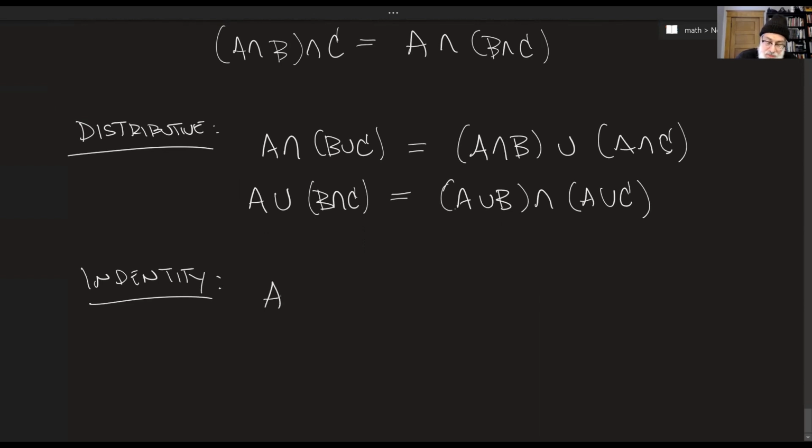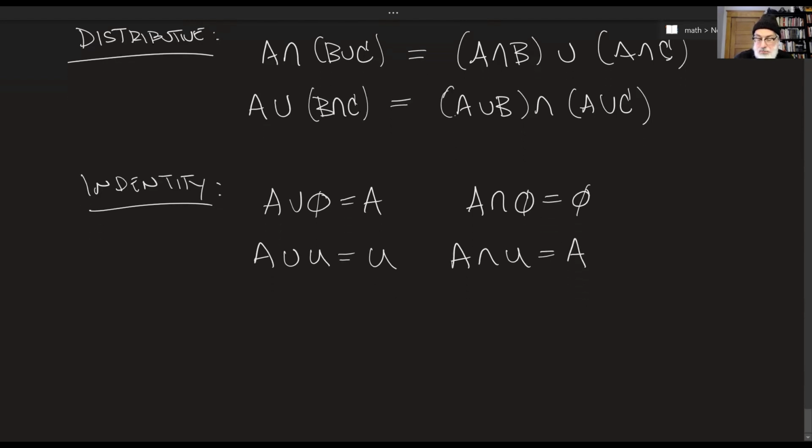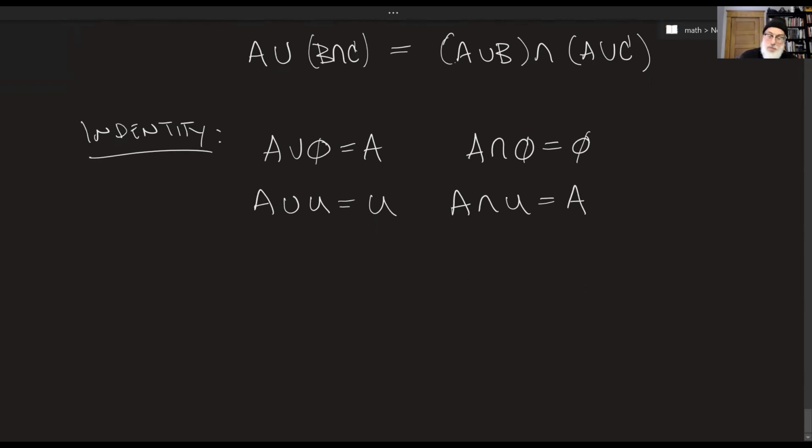So identity means if I take A and union it with the empty set, I get A. If I take A and intersect with the empty set, I get the empty set. So this is almost like A plus 0 and A times 0, right? Now, if I take A union with the universe, I get the universe. And if I take A intersect with the universe, I get A. So the identities are similar to multiplication and addition with 1 and 0.